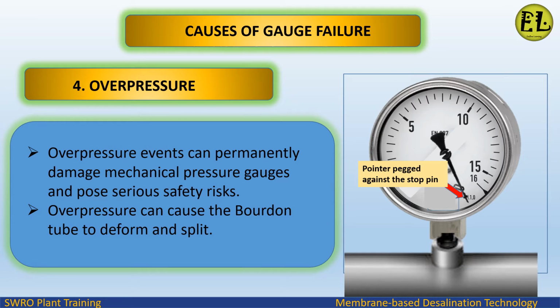Causes of gauge failure 4: overpressure. Overpressure events can permanently damage mechanical pressure gauges and pose serious safety risks. Overpressure can cause the bourdon tube to deform and split.